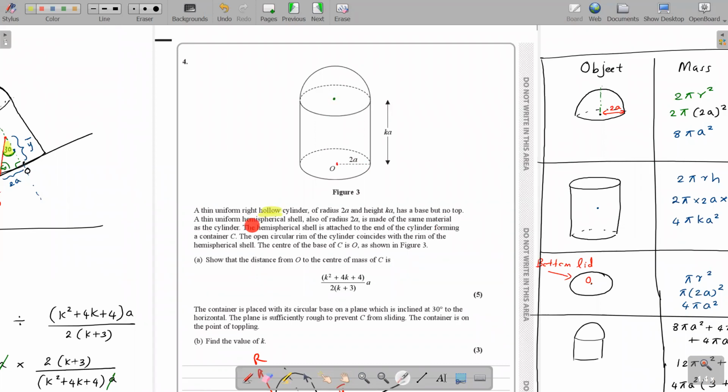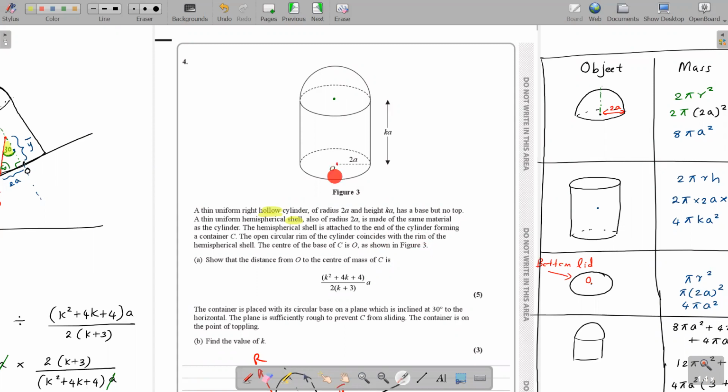Okay, a thin, uniform, hemispherical shell. Can you see, hemispherical shell means it's empty inside the hemisphere. Also of radius 2a, it is made of the same material as the cylinder. The hemispherical shell is attached to the end of the cylinder forming a container C. The hemispherical shell is what you have attached on top here. The open circular rim of the cylinder coincides with the rim of the hemispherical shell. The center of the base of C is O as shown in figure 3.